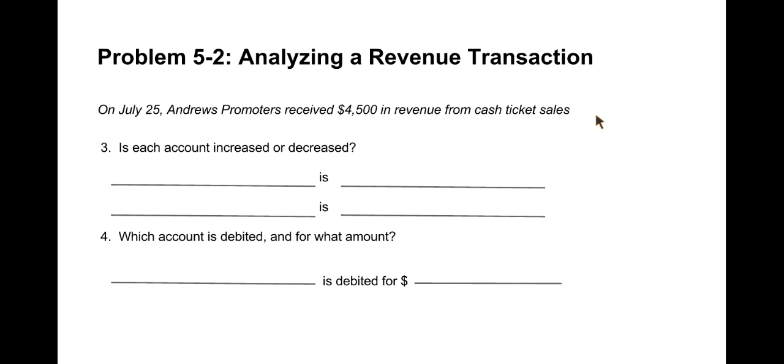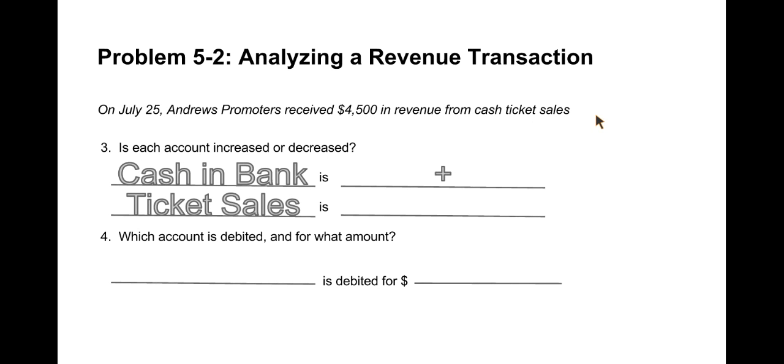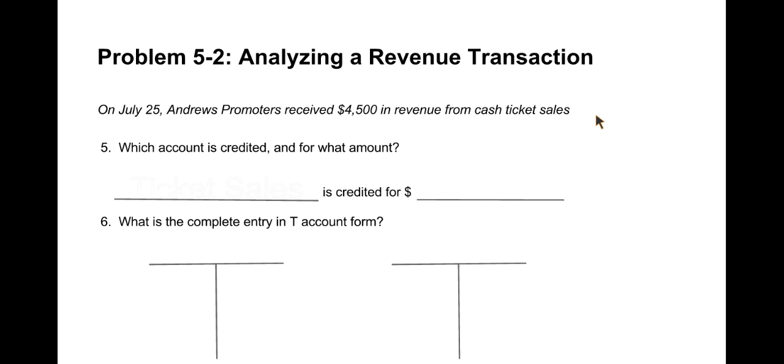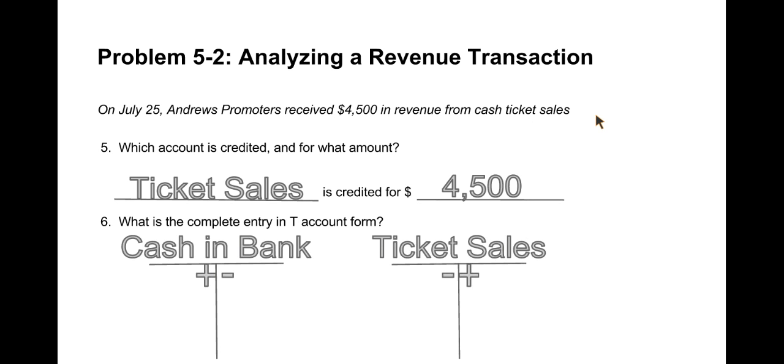So after we go from there, which account is increased or decreased? Cash and bank, because we're receiving money, is obviously increasing. Our ticket sales have increased. We've sold more tickets. We've made more money from selling tickets, so that too is increasing. So which account is debited? We debit cash and bank for $4,500. We know every transaction has to have a debit and a credit. So ticket sales then is credited for $4,500. We'll see how this works. Cash and bank is an asset, so it increases with the debit. Ticket sales is opposite, so it works out, and everything is still balanced.